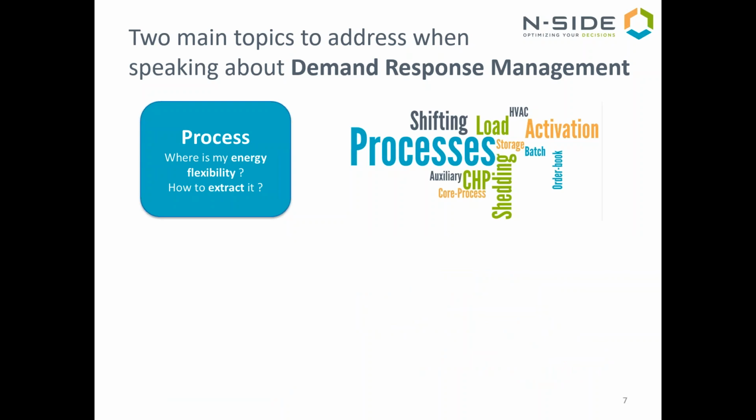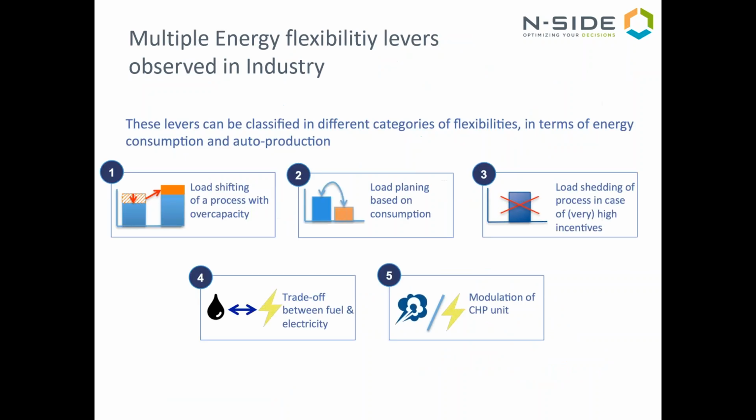So I propose to first present you a bit the types of energy flexibilities that we see in the industrial sectors. There are multiple different energy flexibility levers. Here is the top 5 that we see in industries. Cara already explained some of them, so I will just quickly recap the 5 I have here. So the first one is about the load shifting flexibility.